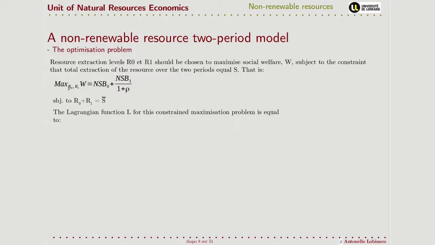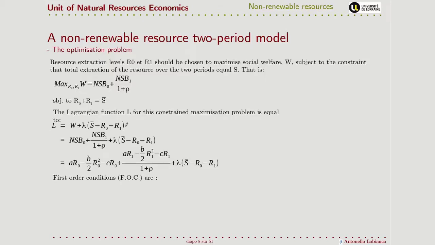We are back to a constrained maximization problem where we want to maximize the welfare subject to the complete extraction of the resource. So we can write the Lagrangian of this problem. Here we substitute welfare with its formulation in terms of net social benefits. And here we substitute the net social benefits with the equation we got from the integral of the demand function. So this is for period zero, and this is for period one. We then take the first order conditions to maximize the constrained problem.